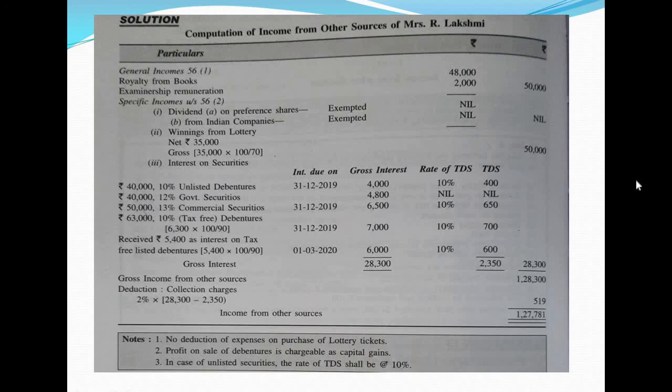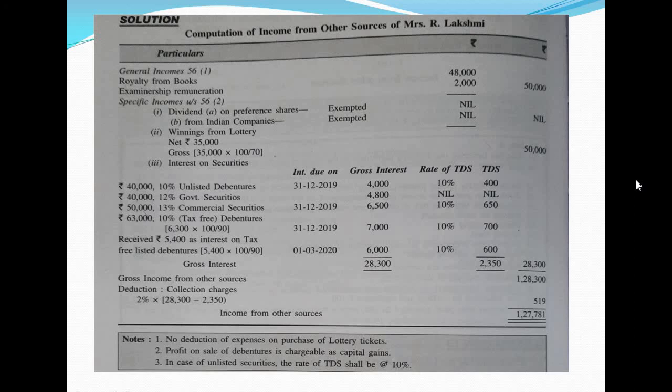So the gross interest is 28,300. You can see that the gross income from other sources is 1,28,300. To calculate the collection charges, you have to get the net interest. The net interest will be the gross interest minus the TDS. So that's why you can see 28,300 minus 2,350. You take 2% of that, you'll get 519. So it means that the collection charges are 519.